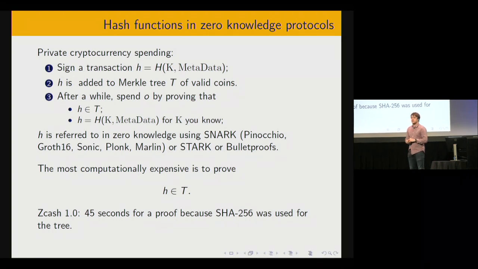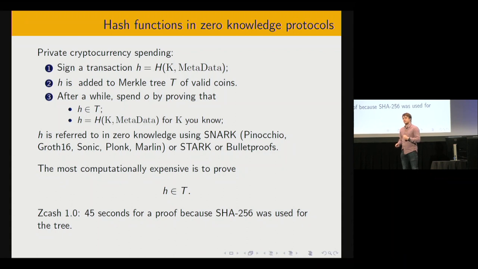How do private cryptocurrencies work, where we are going to hide how much we spent and who are the senders, who are the recipients? So it basically starts with someone signing a transaction which has some secret inside, and this secret is hashed. Suppose that secret is K and there is some metadata there. And the result, the signature plus hash, is added to some Merkle tree. Merkle tree is to make possible future proofs.